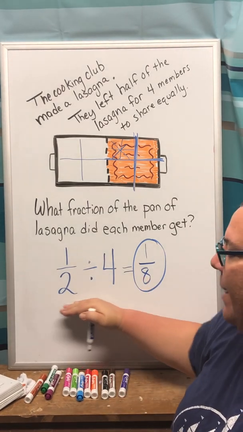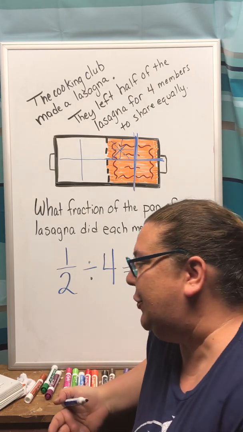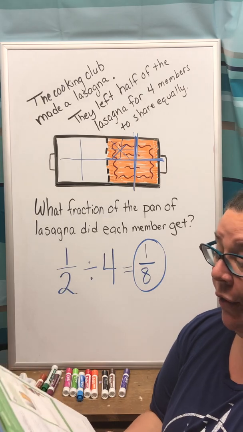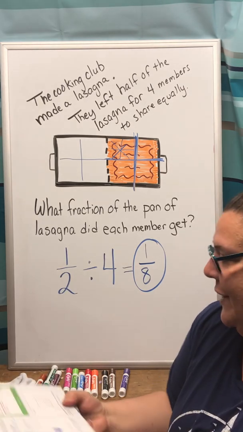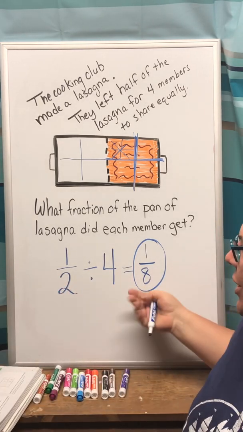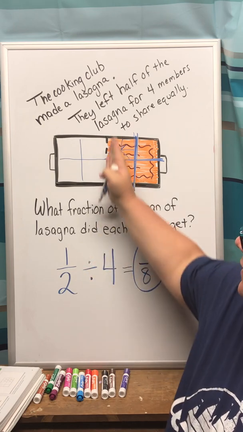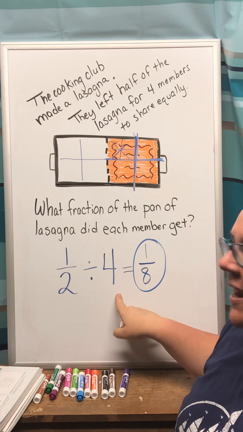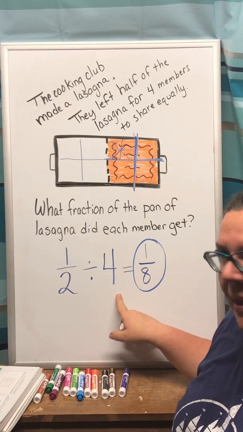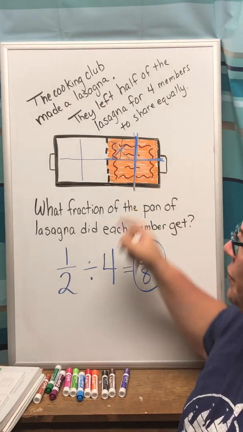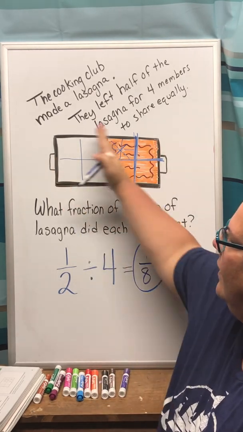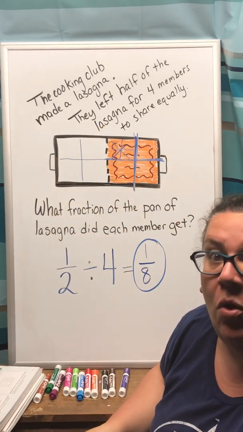When I write my number model, so if you go down to the look back, in the look back, it's asking us to write an equation to model this problem. Here is our equation. 1/2, again, that's the portion that is remaining. I'm cutting it into 4 equal pieces, 1, 2, 3, 4. But then the bigger question is, what is the fraction when I look at the whole?